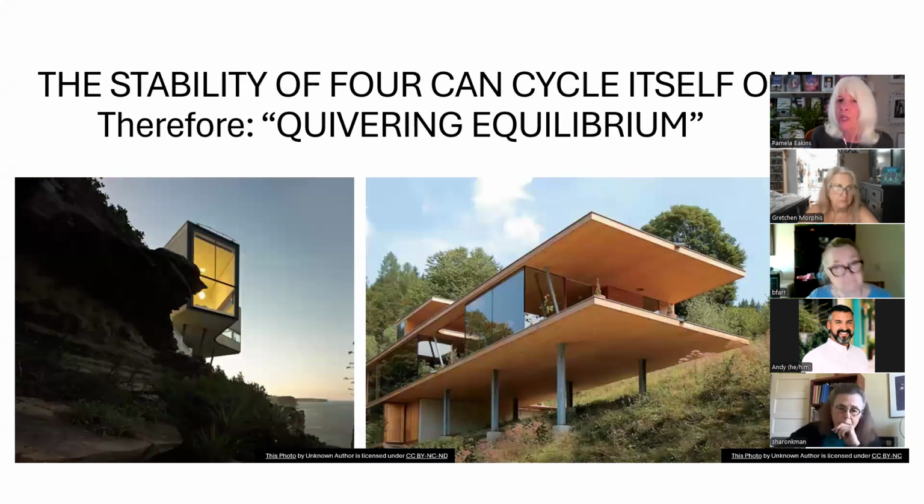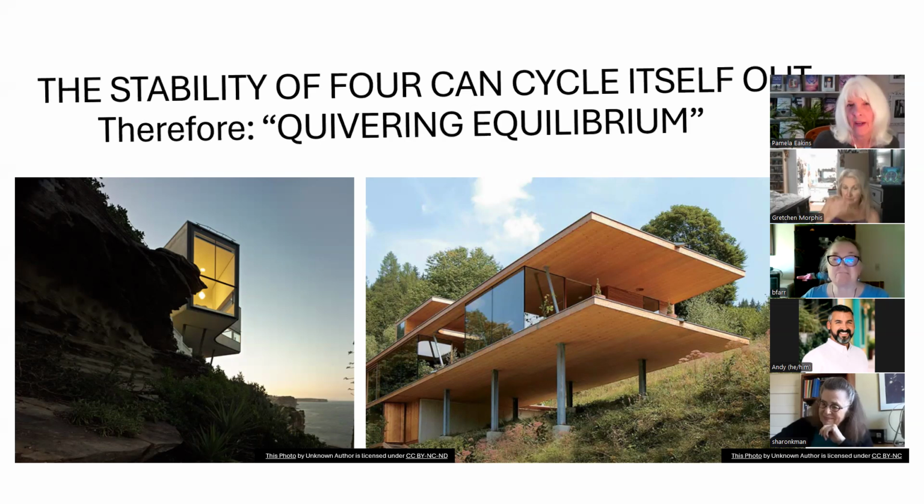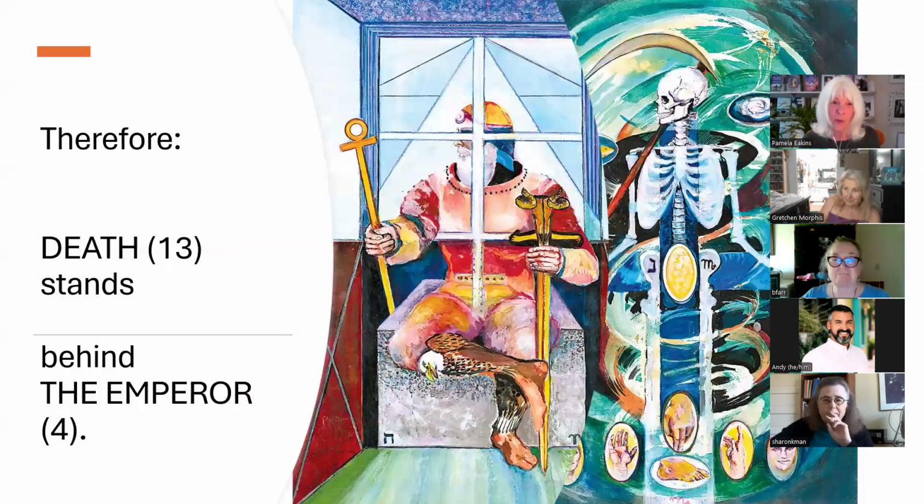And the stability of 4 can cycle itself out in any form. Therefore, again, here are houses hanging over the ocean, right on top of landslides. Therefore, quivering equilibrium always. It's always quivering. So we need to be aware. There it is, quivering equilibrium.